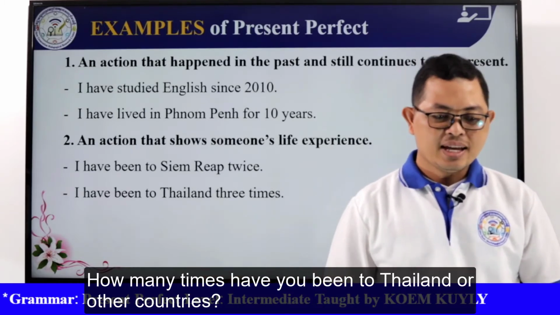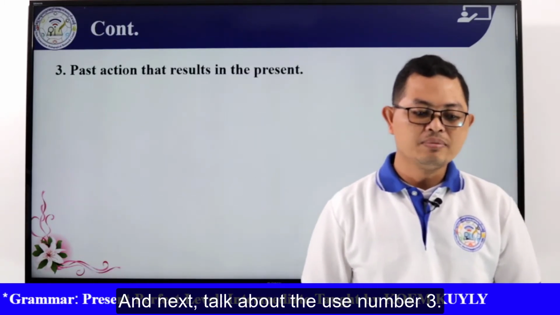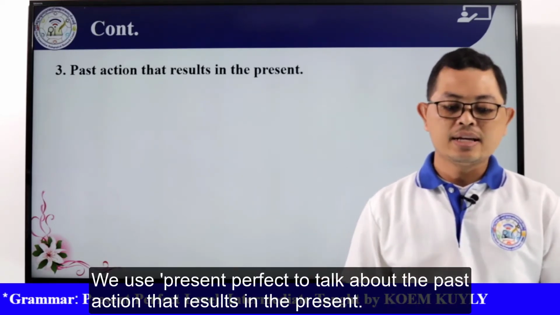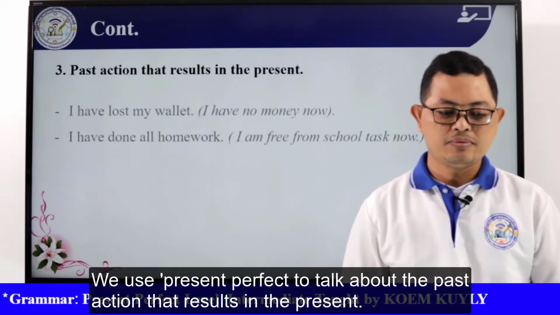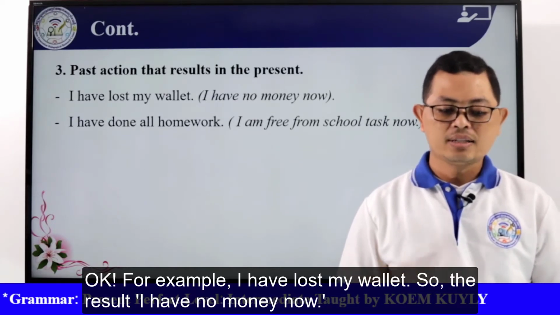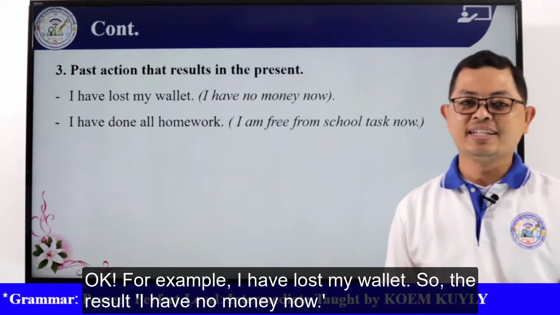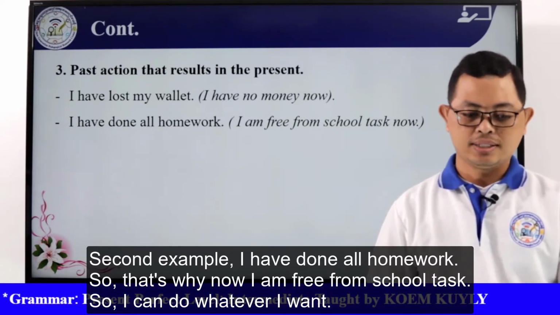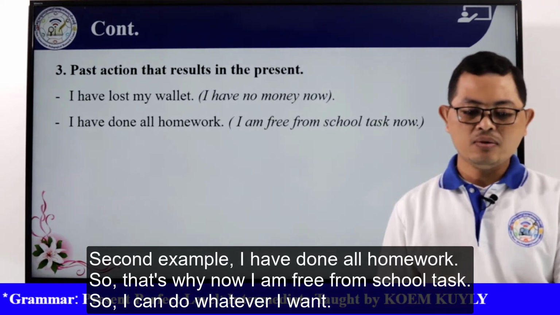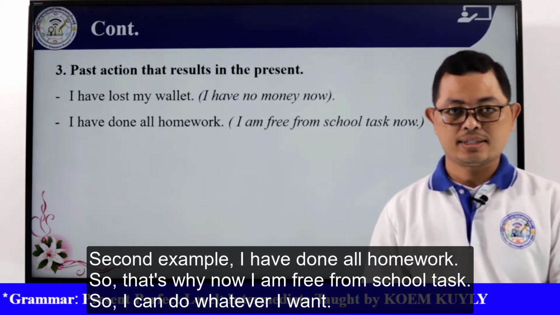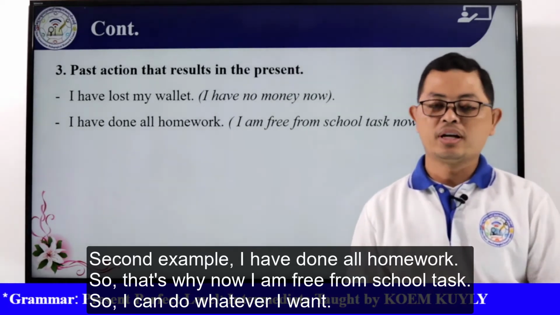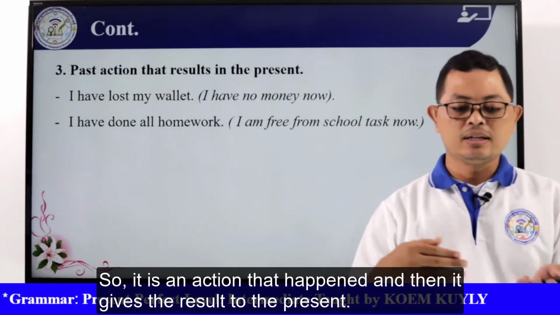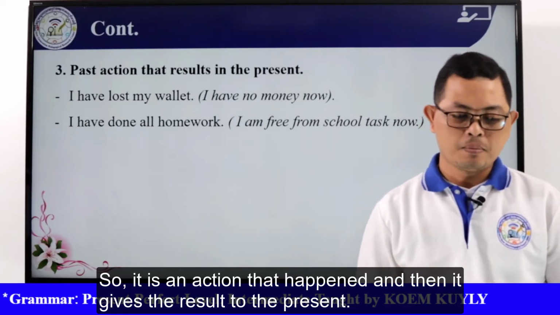Yep. And next, talk about use number 3. Use present perfect to talk about past actions that result in the present. Okay, for example, I have lost my wallet. So the result, I have no money now. All right. And second example, I have done all my homework. Yeah. So that's why now I am free from school tasks. Okay, so I can do whatever I want. So this is an action that happened and then it gives you the result in the present.